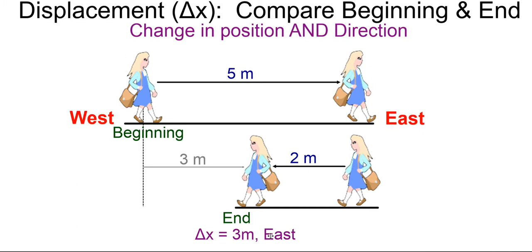Displacement, again, beginning compared to end. She ended up 3 meters east of where she started. For displacement, delta x, is 3 meters east.